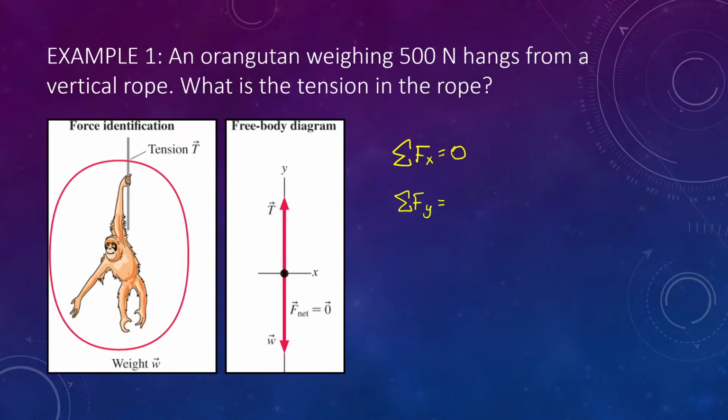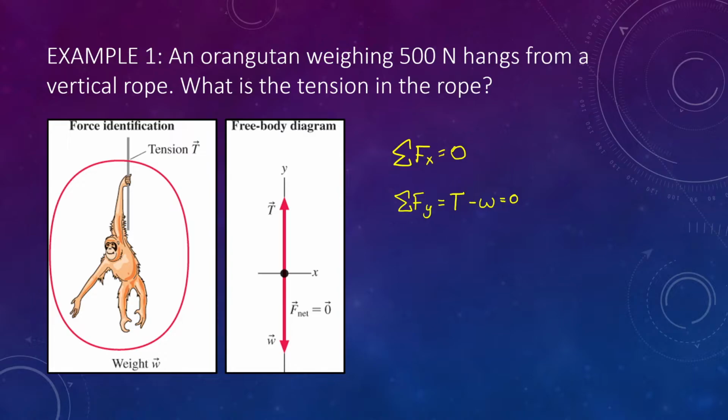But in the y direction, we do indeed have forces. Keep in mind that up is the positive direction, down is the negative direction. So when we try to sum up the forces, we have tension pointing upward, so it's positive, and weight pointing downward, so it is negative. This is an equilibrium, so the sum of forces is equal to 0. Again, we have tension pointing up, so it's positive, weight pointing downwards, so it is negative, and it's equal to 0 because, as we mentioned, for equilibrium problems, your net force is equal to 0.